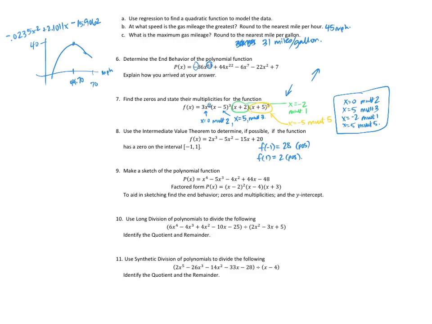Okay, and so in order to use the intermediate value theorem, I know it's going to have a zero on the interval if we have a sign change on that interval, and we don't here, so the intermediate value theorem does not apply.